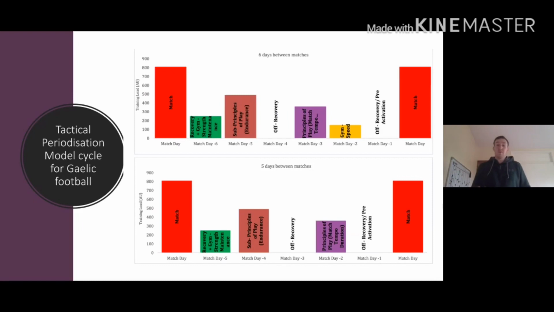The day after that, we'll be off completely. The day after that, we'll be working on principles of play, working in larger groups, and then the following day would be working on speed and explosive movements in the gym. Again, before a match, we'll have a day off. Players can do their pre-activation there.